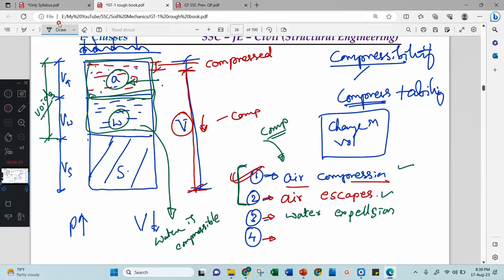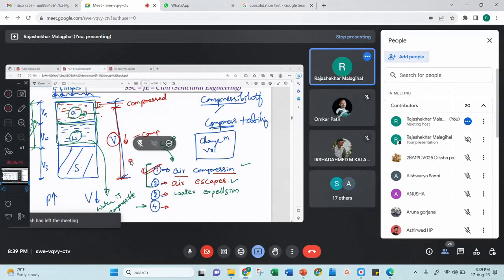Is there any change that happens in the solid phase so that I can give the fourth reason for compression? Is there anything that happens in the solid phase so that the volume compression will occur?